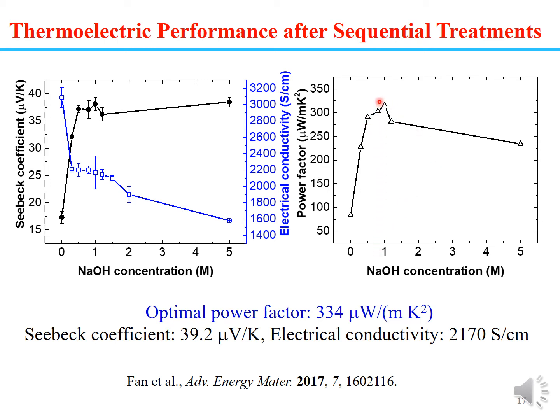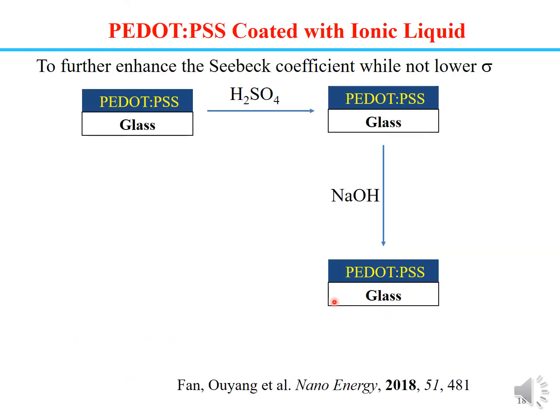At the optimal power factor, the Seebeck coefficient is 39.2 microvolt per K, and the electric conductivity is 2,170 Siemens per centimeter. The optimal power factor is 334 microwatt per meter per K squared. Then we consider, can we further increase the Seebeck coefficient while not lowering the conductivity too much?